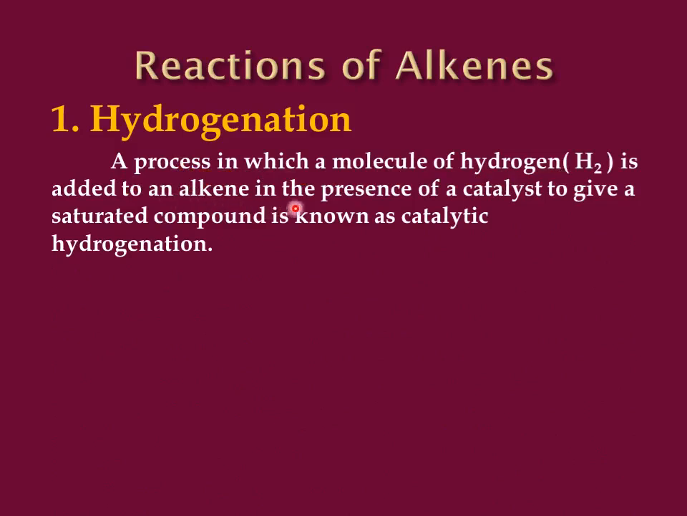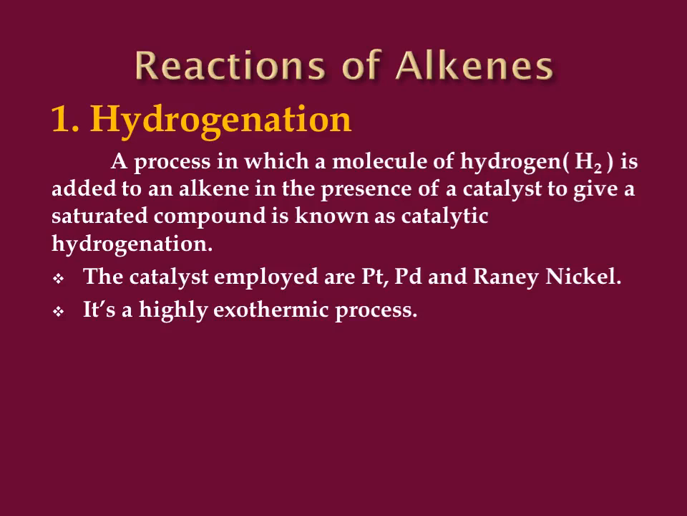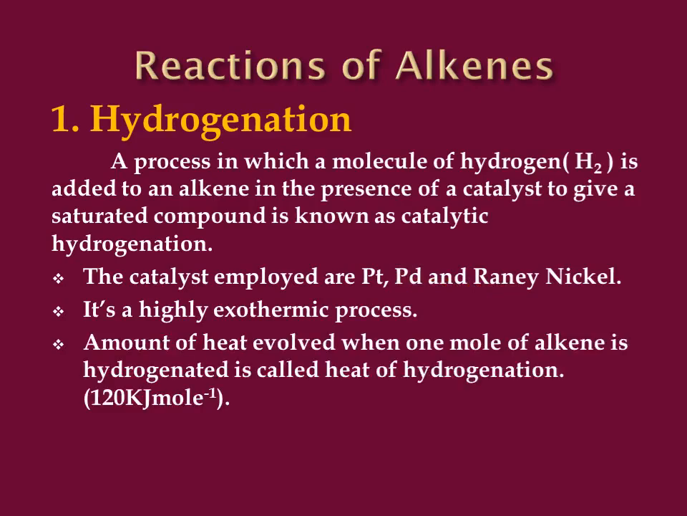The catalysts employed are platinum, palladium, and Raney nickel. The amount of heat evolved when 1 mole of alkene is hydrogenated is called the heat of hydrogenation, which for 1 mole is equal to 120 kilojoules per mole. This process is used in the laboratory to convert vegetable oil into vegetable ghee.